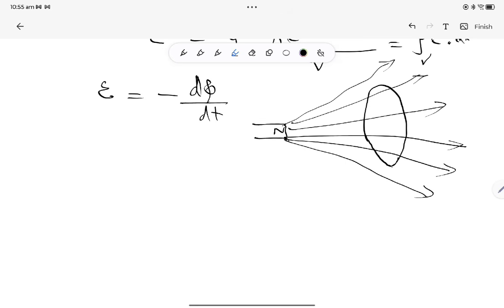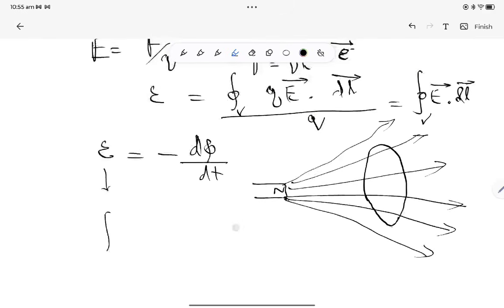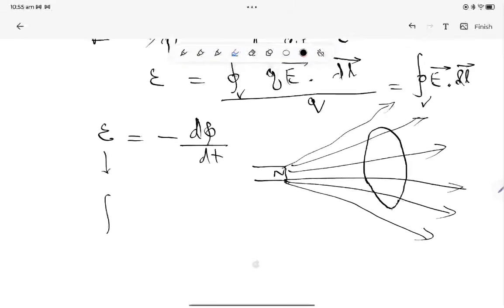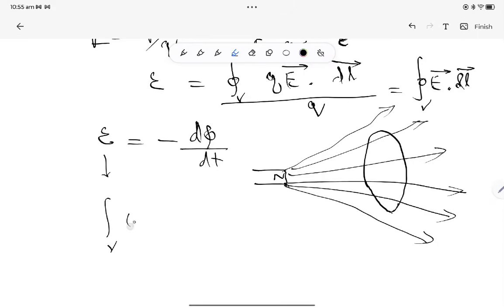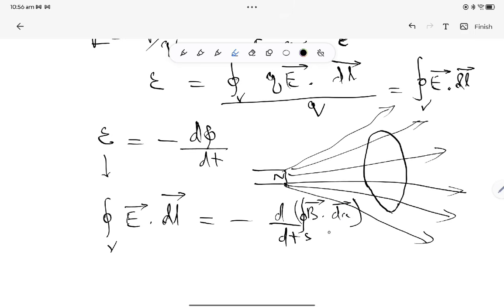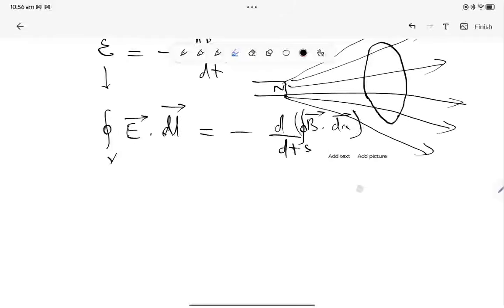Now we can write the induced EMF as a line integral. The integral of E dot dl is equal to minus d by dt of the flux, that is, the surface integral of B dot dA. This is the definition of flux. Just as we have E dot dA in the case of electric flux, we have B dot dA in the case of magnetic flux. This is magnetic flux.